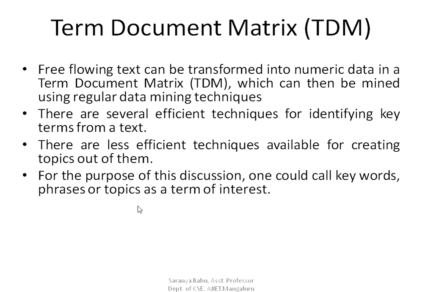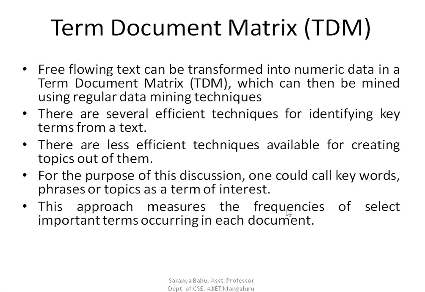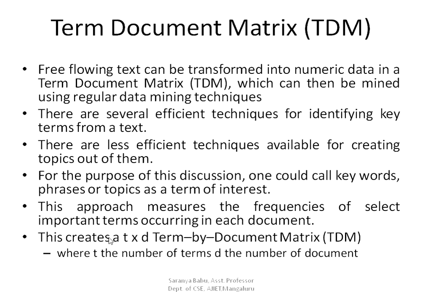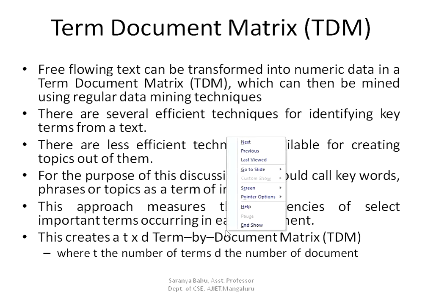This approach measures the frequencies of the important terms occurring in each document. So in each document, how many times a particular term has occurred. Understood? For each document, how many times each term has occurred. That is what we are going to see. So this creates a T by D, term by document matrix, where T is the number of terms and D is the number of documents. Is it clear for everyone? T is the number of terms and D is the number of documents.